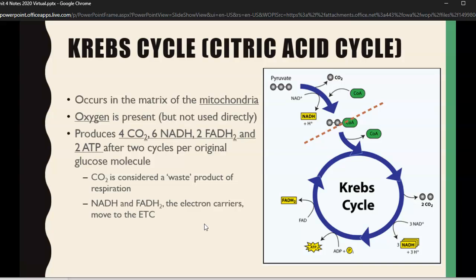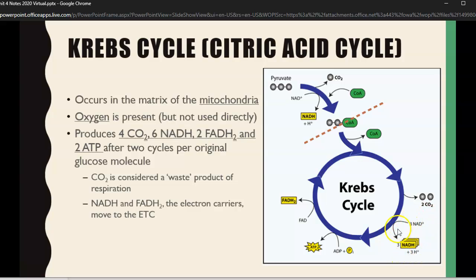During this, it produces 4 carbon dioxides, 6 NADHs, 2 FADH2s, and 2 ATPs after 2 cycles per original glucose molecule. So for every 1 glucose molecule, it goes around twice, and that is what's produced. Carbon dioxide is considered a waste product, so you see that being disposed of right here. And NADH and FADH2, the electron carriers, move on to your ETC. The ETC is your electron transport chain, and we're going to be discussing that soon.